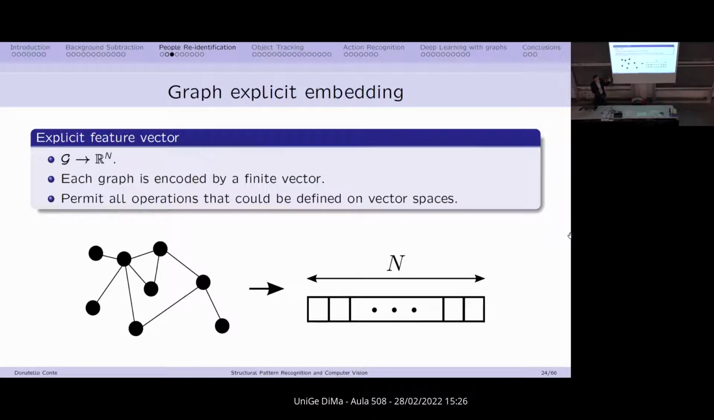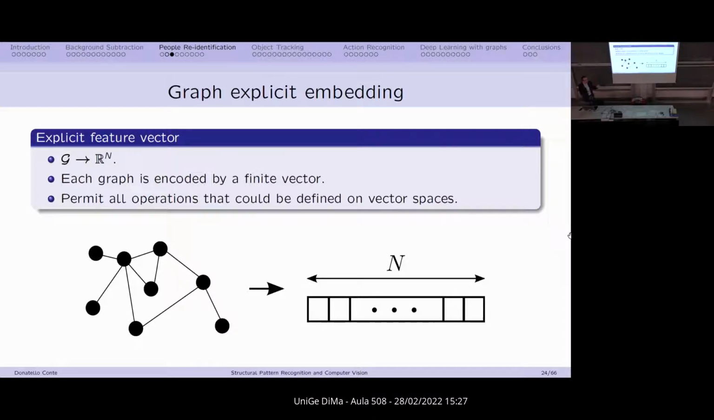The first proposal was to embed the graphs in a vectorial representation. So the idea is that at the beginning we have graphs, but we embed them in a vectorial structure, and then we use some classical statistical tools. So it's structured pattern recognition, but actually we transform it into vectors, and then we use statistical pattern recognition. But this was also one of the directions that was very used before deep learning.